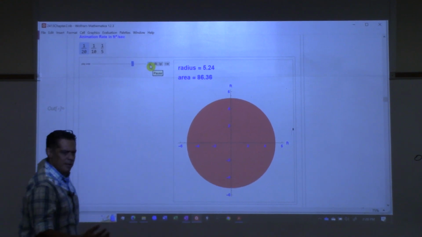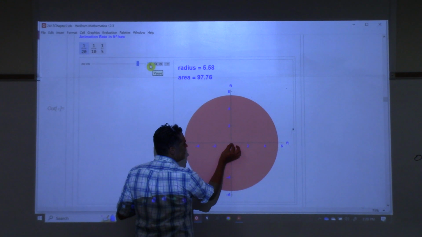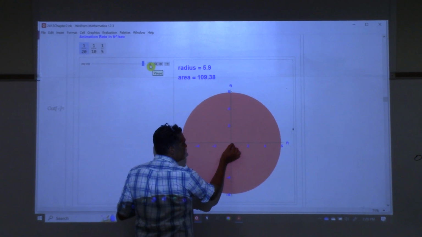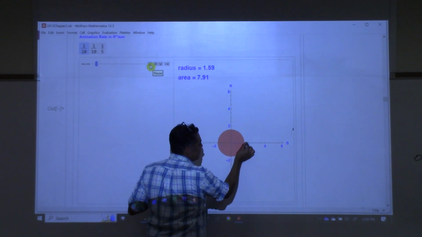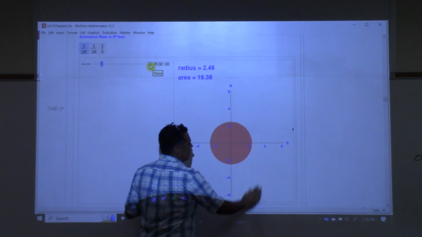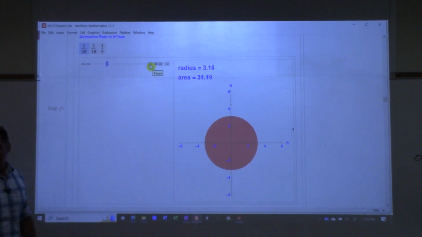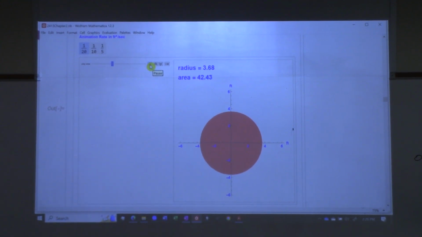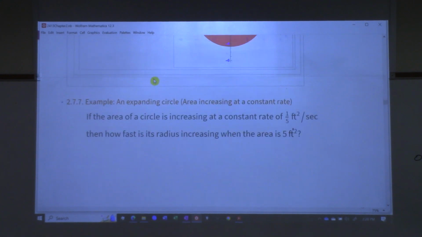See, that's different, right, than the last problem. In the beginning, this radius moves fast, real fast, and then it starts to slow down. It's almost like instantaneous fast in the beginning, but it starts to slow down. All right, see if you can do it.